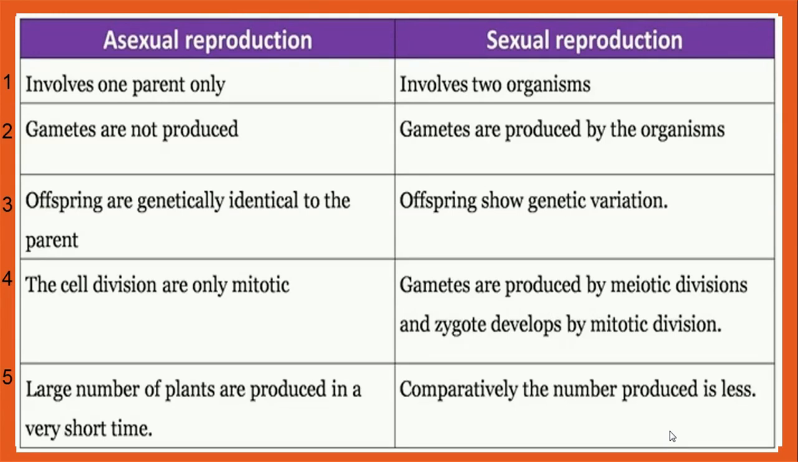Number 4 here, under asexual reproduction, the cell divisions are only mitotic, so it's by mitosis. While in sexual reproduction, gametes are produced by meiotic division. All right. Now number 5 here is that large numbers of organisms are produced in a very short time in asexual reproduction, but in sexual reproduction, comparatively, the number produced is less. All right, we have others.